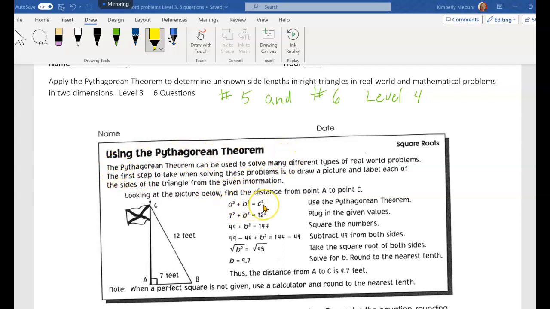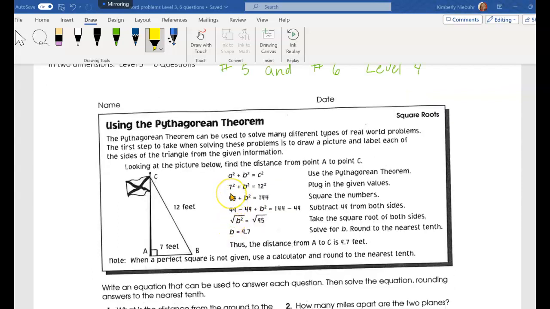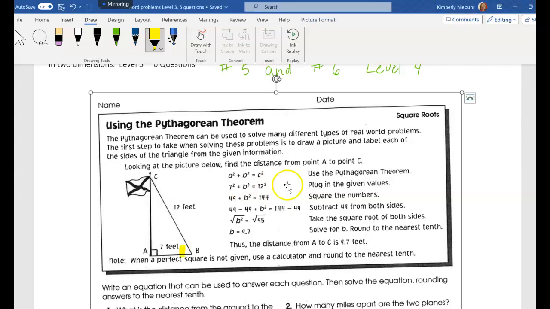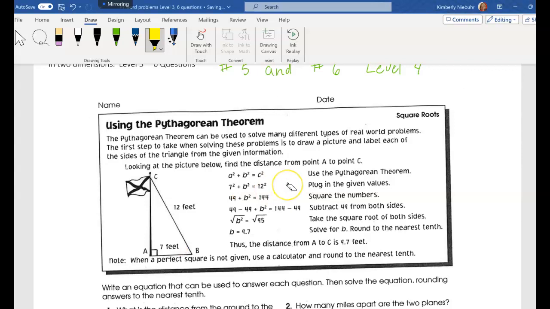Here is the theorem. They're giving it to us. They're telling us that they have decided that this is leg A, this is leg B, and this is the hypotenuse, which is always the longest side. Notice that it is directly across from this symbol that tells us that it's a right triangle. The hypotenuse is always directly across.